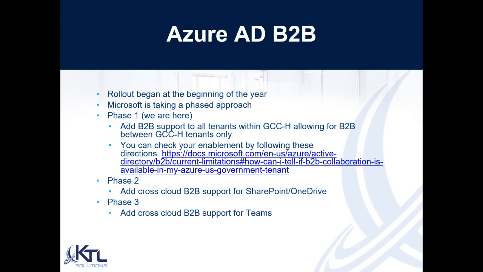So right now, it's just getting B2B working inside of the GCC High environment itself between all the tenants. Currently, they started with everyone in .us, and there was a date after which everyone provisioned was enabled, and they were backporting all the early adopters or people that jumped into GCC High sooner. Once that is completely working, tested, and all the kinks are ironed out inside GCC High, the second phase that they're shooting for is getting cross-cloud B2B support for SharePoint and OneDrive sharing.